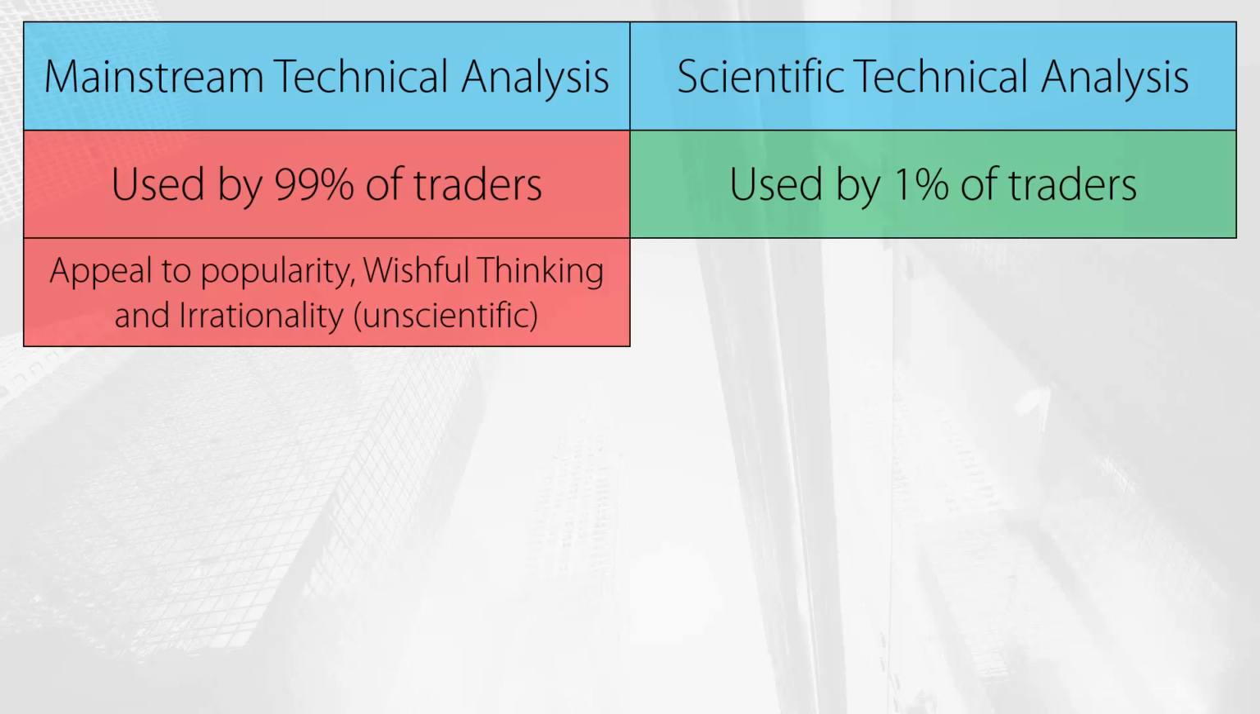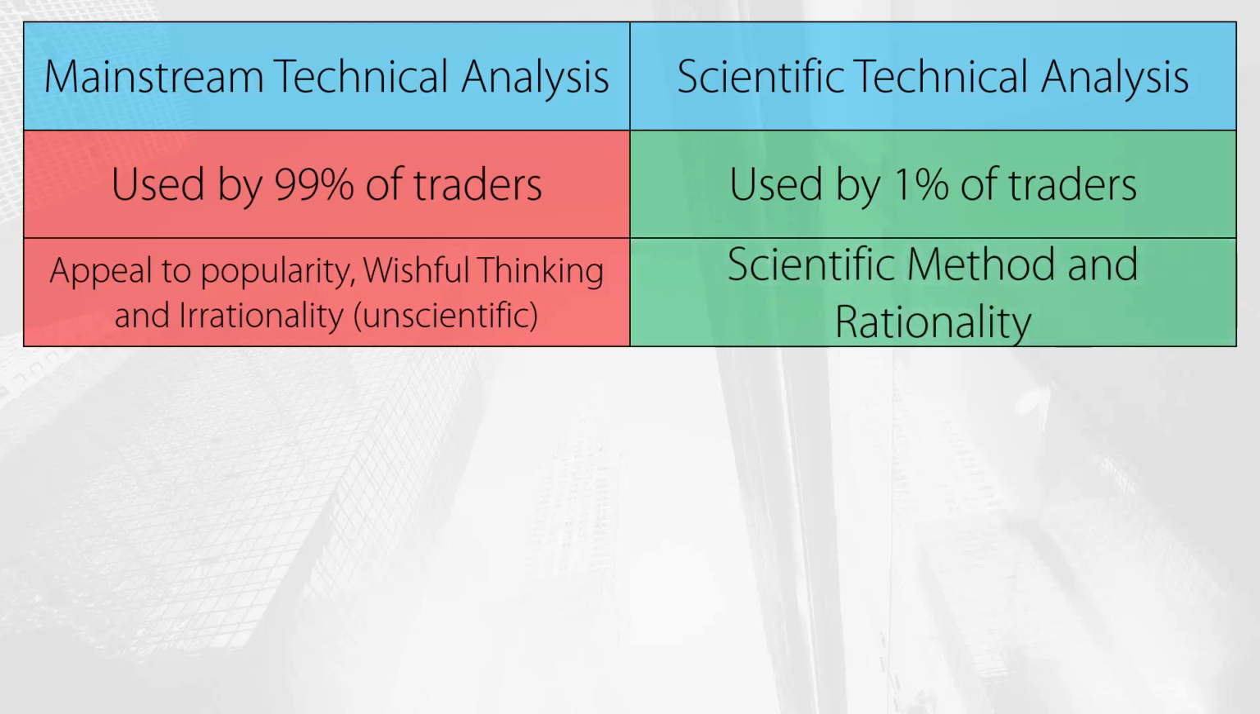The scientific technical analysis on the other hand is based on the scientific method, which is the same thing responsible for any type of technological advance in our society. The scientific type grounds itself on rationality. In other words, what you think and feel about a tool or what other people say about it has little to do with the validity of this tool.